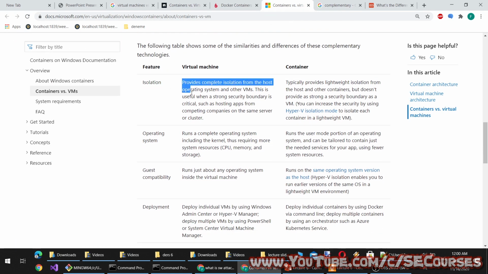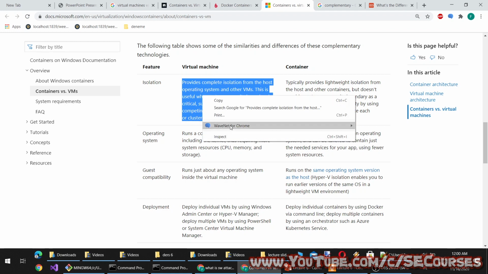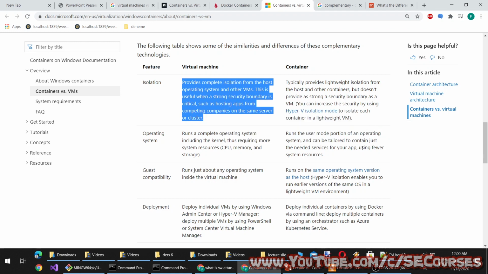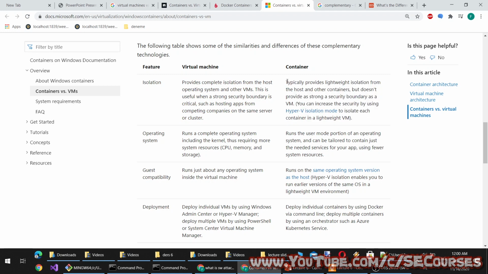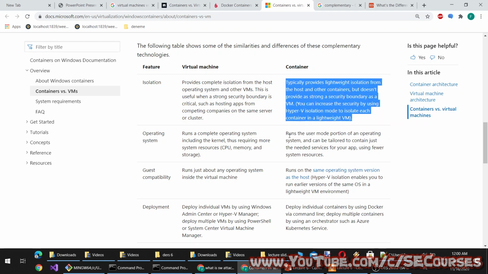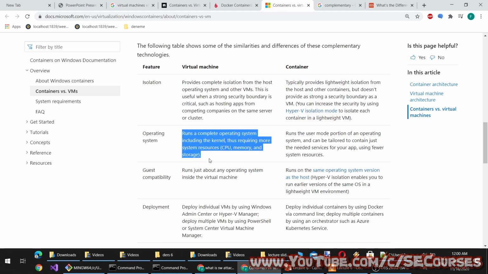Okay, so from the isolation feature, virtual machine provides complete isolation from the host operating system and other VMs. This is useful when a strong security boundary is critical, such as hosting apps from competing companies on the same server or cluster. And for containers, it typically provides lightweight isolation from the host and other containers, but doesn't provide as strong a security boundary as a VM. You can increase the security by using Hyper-V isolation mode to isolate each container in a lightweight VM.